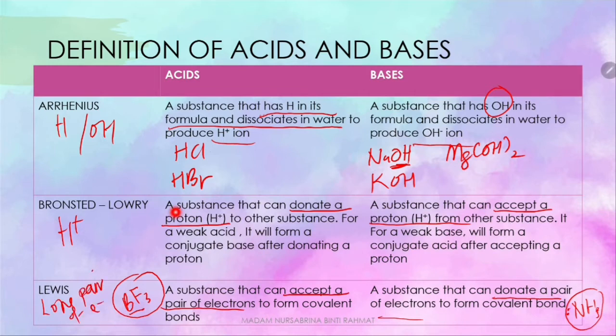You can check your lecture notes for the list of compounds that fit the definitions for Arrhenius, Bronsted-Lowry, and Lewis for both acids and bases. In this video, I will just focus on the correct terms, the specific terms which can differentiate between these three different theories.